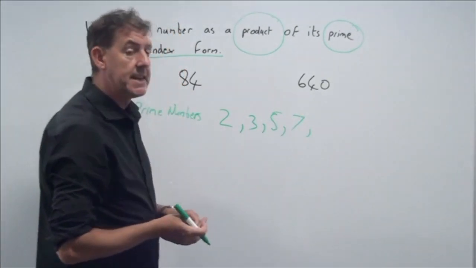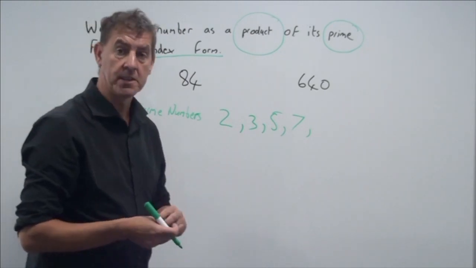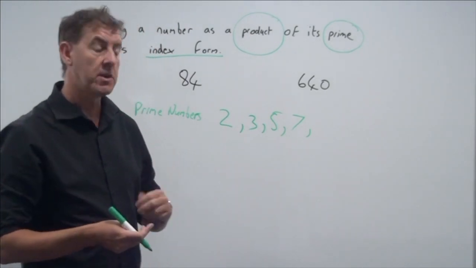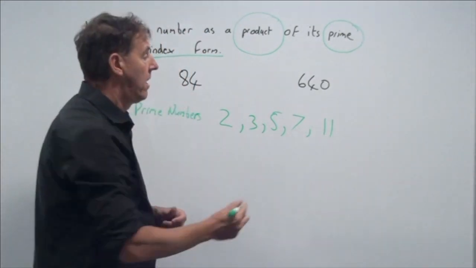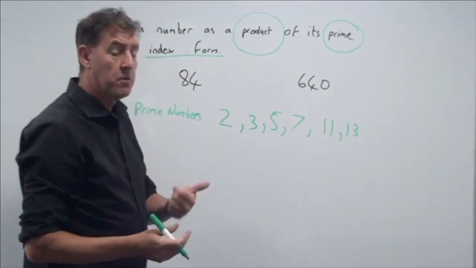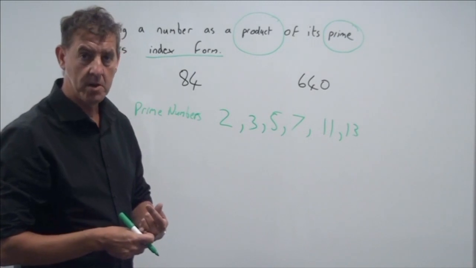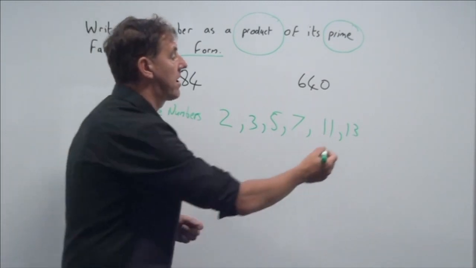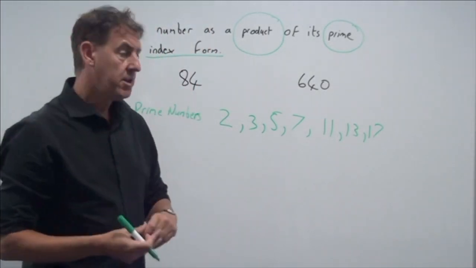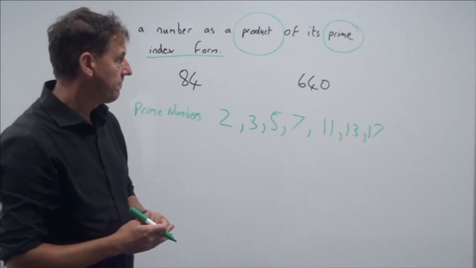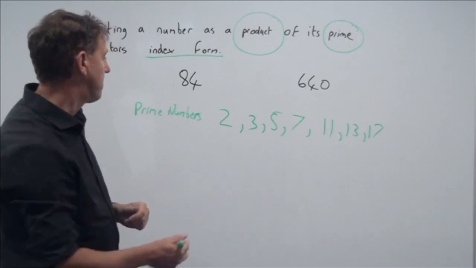Then 8 is an even number, so it can't be prime. 9 cannot be prime because 3 goes into 9. For it to be prime, the only numbers that could go into it would be 1 and 9. The next prime number is 11, then 13. 14 isn't, because it's even. 15 isn't, because 5 times 3 stops it being prime. 16 is even, so it's not. The next prime number after that is 17. Now we're going to take this number 84 and write it as a product of its prime factors in index form.